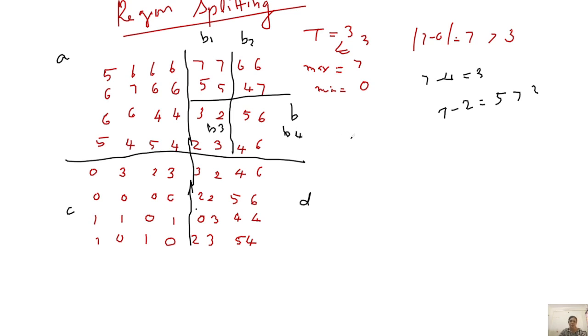Now I'm going to see the section C. So this was for A, this was for B, and next I'm going to do C. What is the maximum pixel? The maximum pixel is 3, right? The minimum pixel is 0. So the difference is 3, so this is satisfying, and this is also satisfying. Then we don't need to split the region. Next, the section D. Section D, what is the maximum pixel?